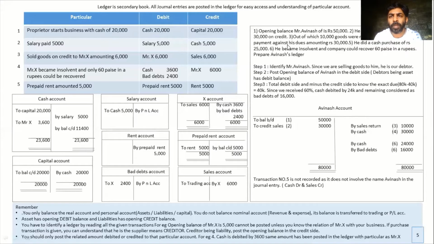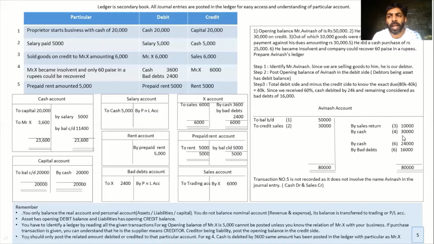He made a part payment against his due amounting to 30,000. Now what has happened? You are getting cash from Avinash. You can either say cash account debit to Avinash, or you can say bank account debit to Avinash. So when I'm debiting cash and crediting Avinash, obviously in the ledger of Avinash, I have to credit my cash. So that is how I have written 30,000 here.